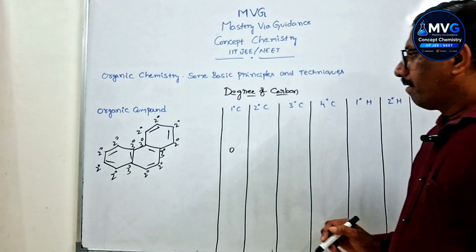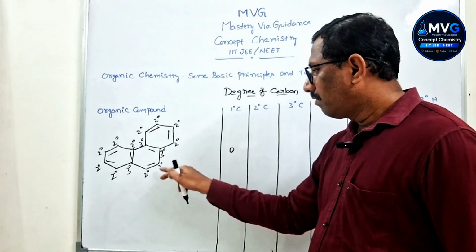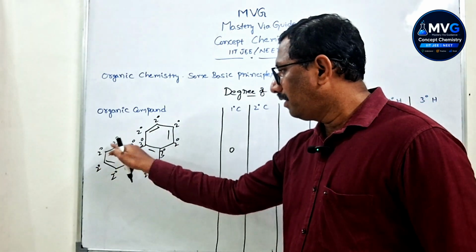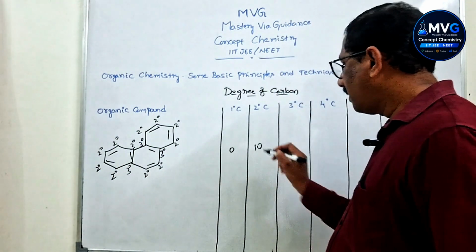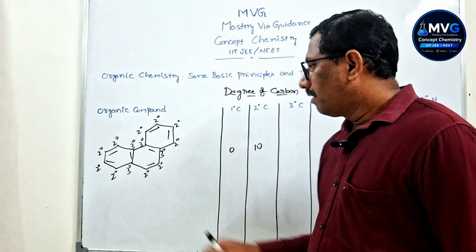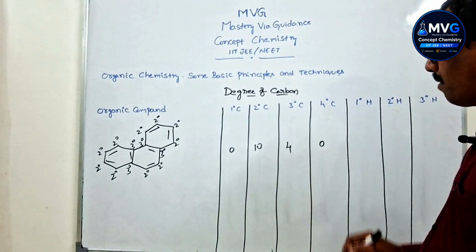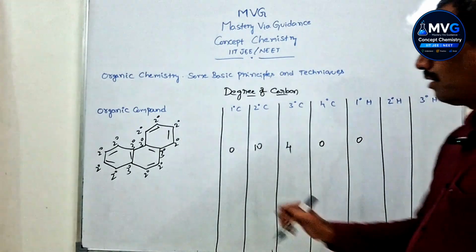Now secondary carbons, find, students: 1, 2, 3, 4, 5, 6, 7, 8, 9, 10. 10 secondary carbons are there, students. Tertiary carbons 4 are there, students. Quaternary carbons 0. Primary hydrogens 0.